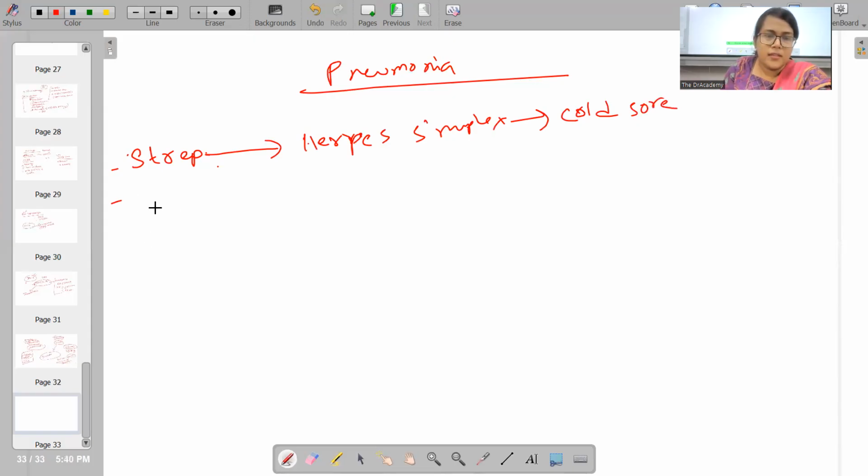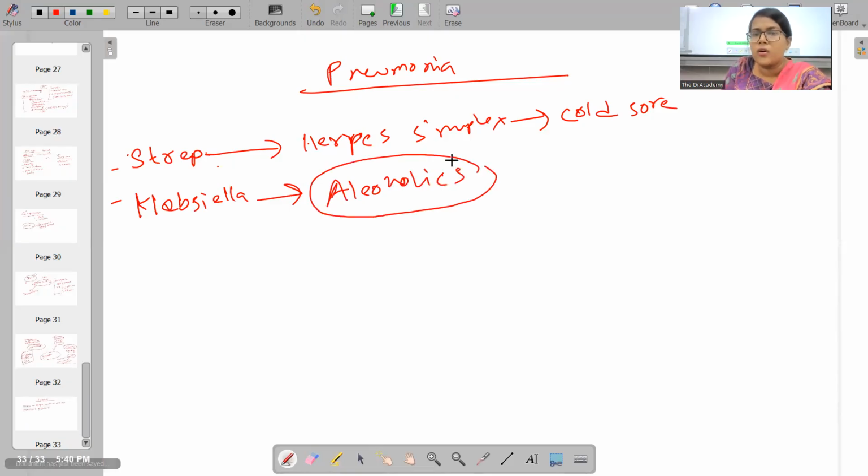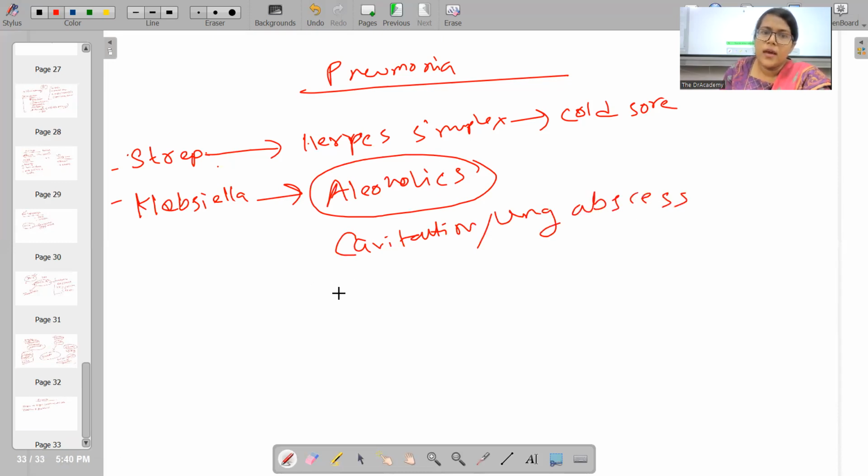Number 2 is Klebsiella. Klebsiella can cause pneumonia, particularly in alcoholics, so look for the clue alcoholic in the stem. It usually causes cavitation or lung abscess, and it has a higher mortality rate compared to the other organisms, reaching 30 to 50% mortality.